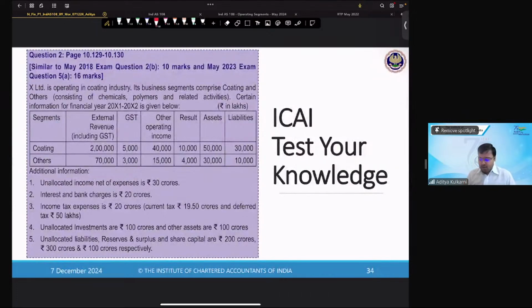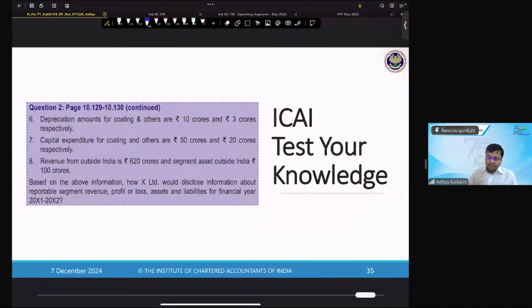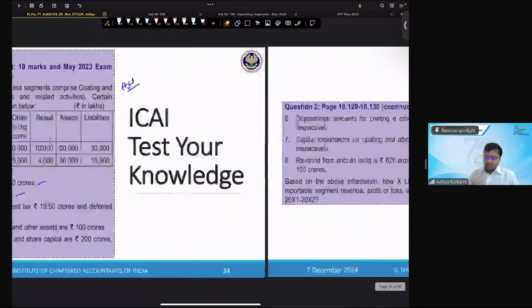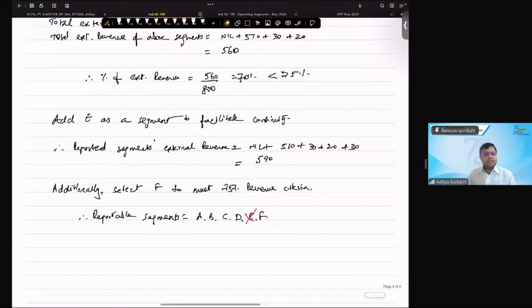And then what I want you to do is try this disclosure-related question as homework. You have revenues, GST, assets, liabilities, other operating income, then unallocated income, interest and bank charges, interest expenses, depreciation, capital expenditure, and revenue. Based on the above, how would you disclose the information? So it's only a disclosure question.